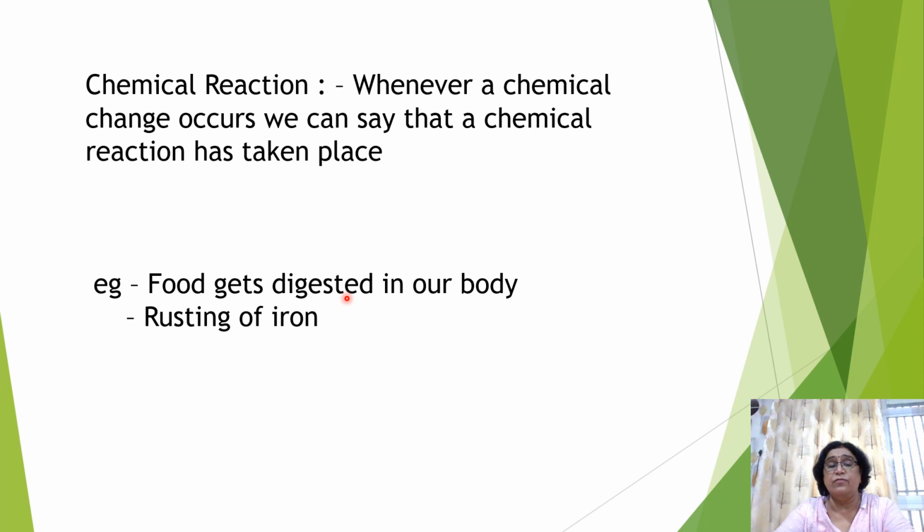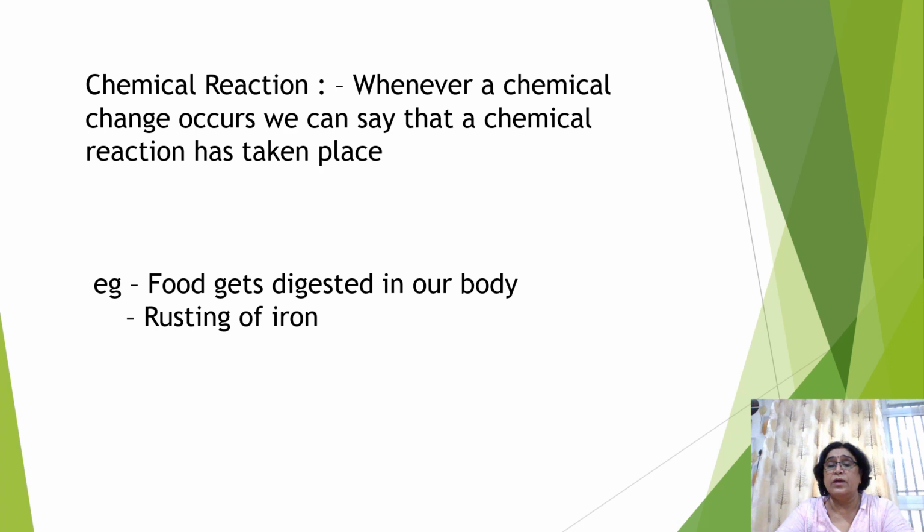So what is that brown form, or what is a rust? Rust is nothing else but hydrated ferric oxide. That means during rusting also, iron has reacted with oxygen and moisture to form rust. Is this a reversible change? No, it is not a reversible change. So again, there is a chemical reaction happening there. So chemical reaction is nothing else but a chemical change that occurs.